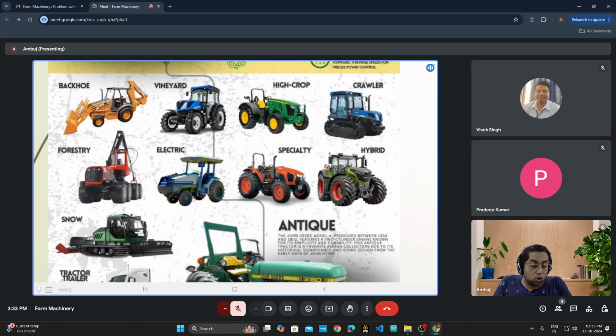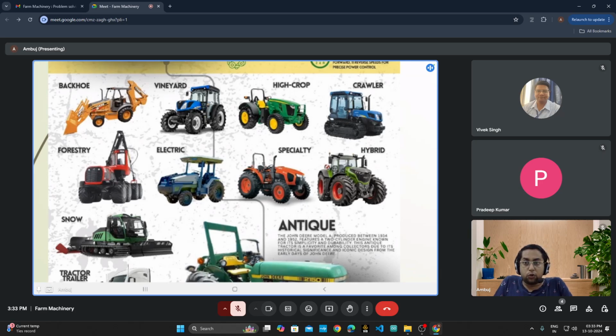Then the crawler tractor is there. What is its functionality? Where is it used? The crawler tractor is used in soil conditions where there is a traction generation problem. In the case of a regular tractor, it might be possible that sinkage takes place. That is why we go for a crawler tractor. In place of four wheels, we have put caterpillar tracks into the tractor.